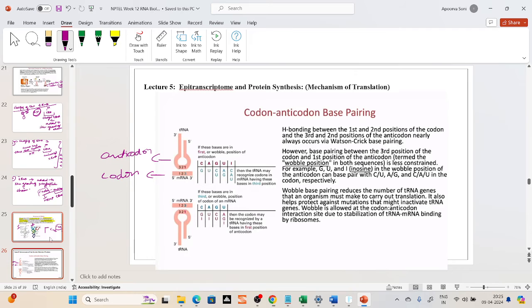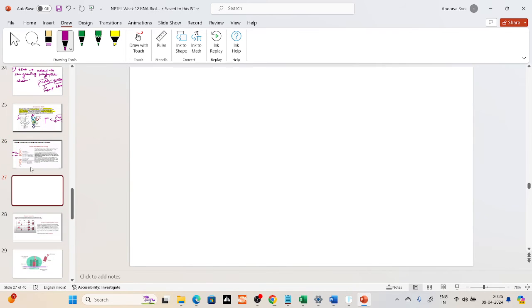So, just for your explanation, I am making this. This is your tRNA, okay, and this is your mRNA, okay.